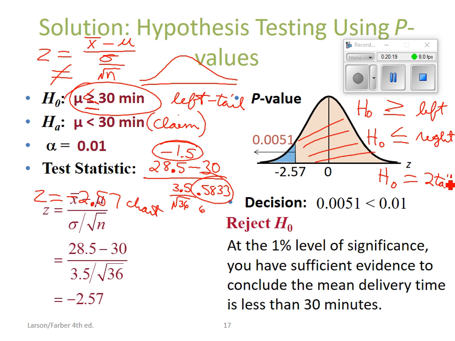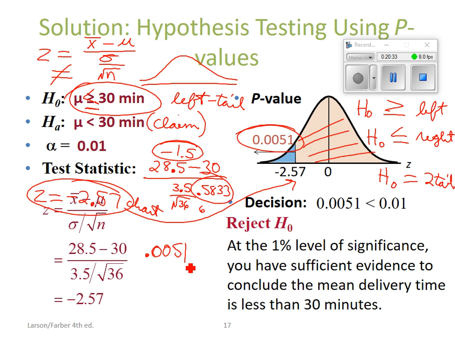Once we have the z, we look it up on the chart, and it tells us this area, 0.0051. That's our p-value, and our alpha was 0.01. We compare those two. What symbol goes in there, less than or greater than? Less than. If it's less than, what's that tell us to do? Reject the null. So that's our decision.